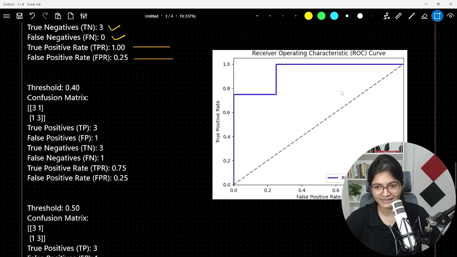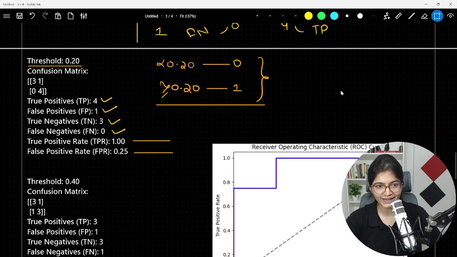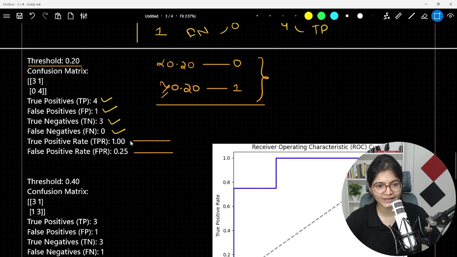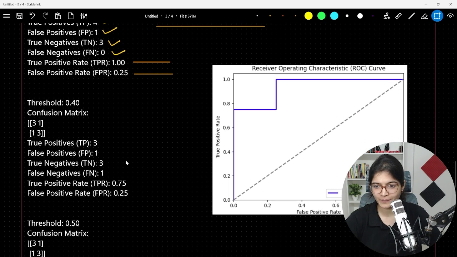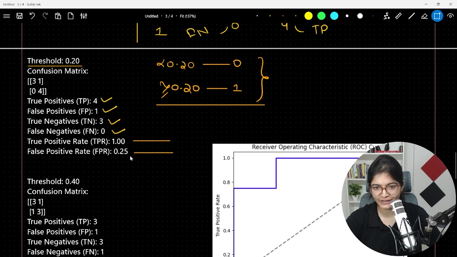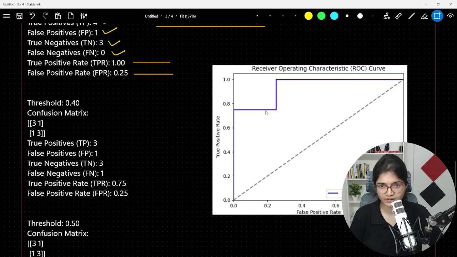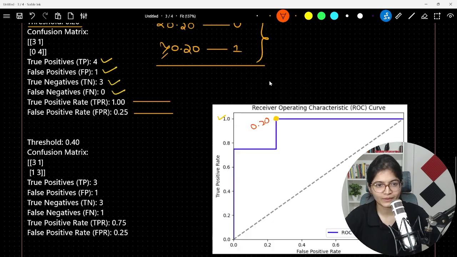Can you see that in the very first part, when the threshold is 0.20, the value of TPR is 1 and FPR is 0.25. So where is TPR as 1? This is the value, FPR is 0.25. This is 1 and this is 0.25. So this is the point where we are considering the threshold as 0.20, right?